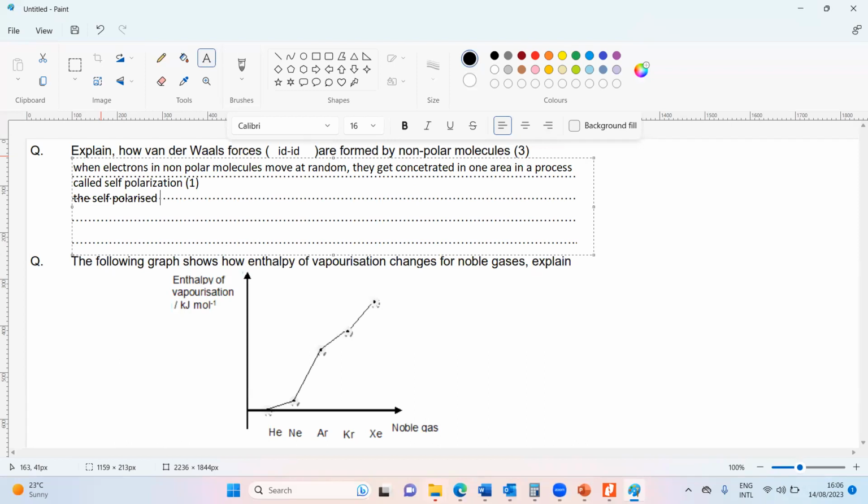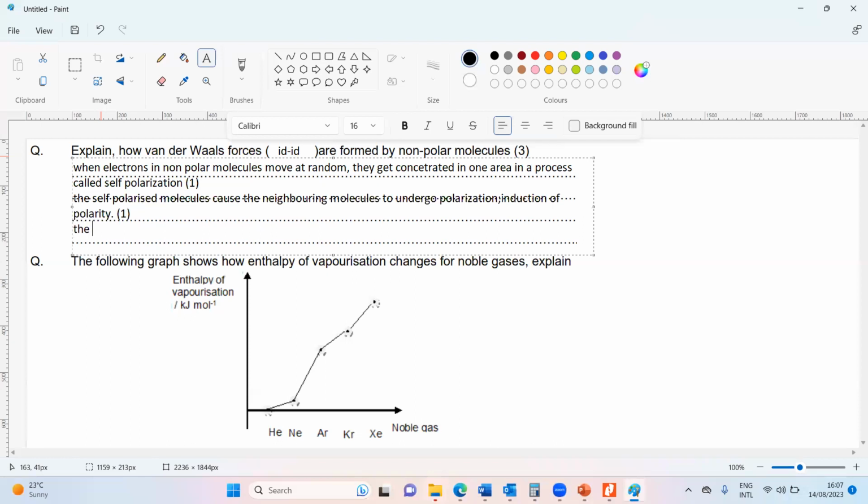Afterwards, the self-polarized molecules force the neighboring molecules to undergo polarization. This is called induction of polarity. So this is 1 mark.